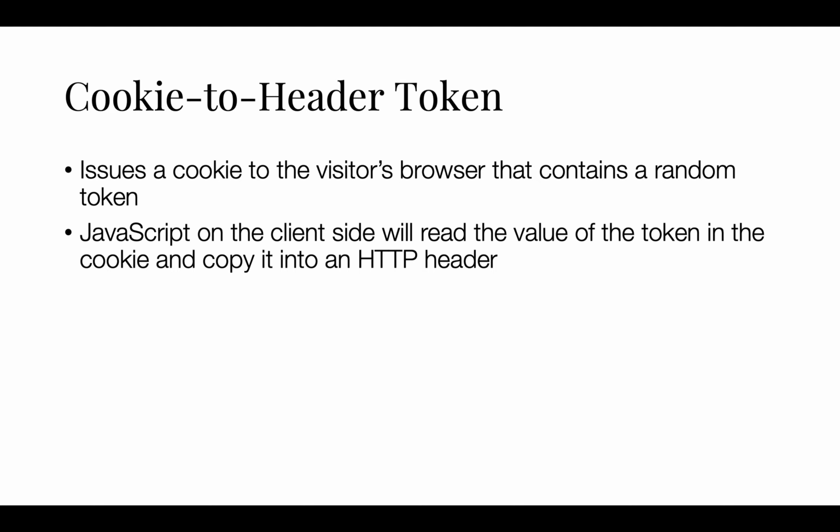The next method is the cookie to header token method. This method issues a cookie to the visitor's browser that contains a random token. JavaScript on the client side will then read the value of the token in the cookie and copy it into an HTTP header. The value in the header can then be verified. If a genuine request is sent from the user, the value is verified. Anything else will fail, which prevents a successful attack.